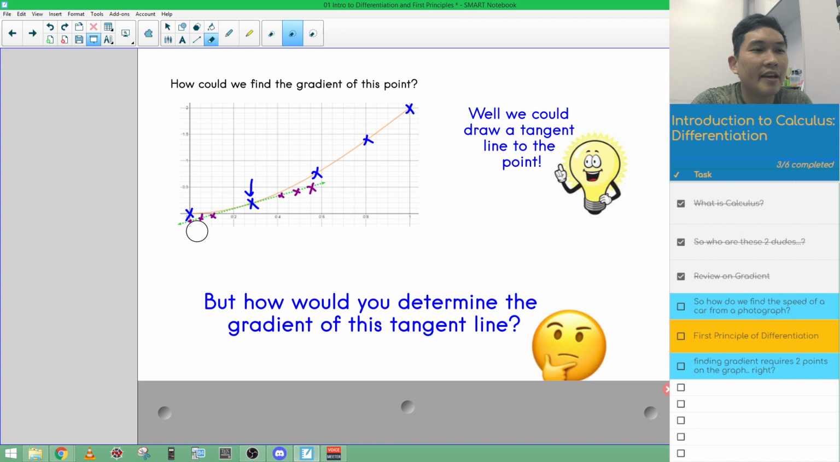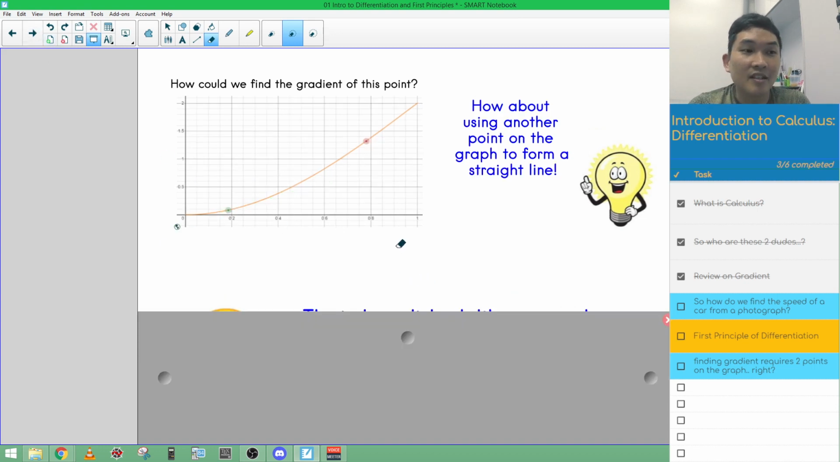And some of you might be catching on very fast. You'll be thinking, hey, wait, you have 5 points on this graph. Why don't you just use any 2 of the points? And I'll say that is, again, a good idea. Say we have these 2 points over here, one green and one red. Okay, then what do we do?